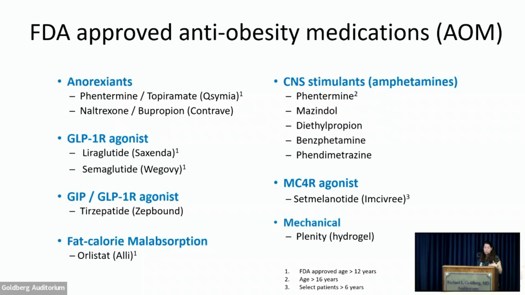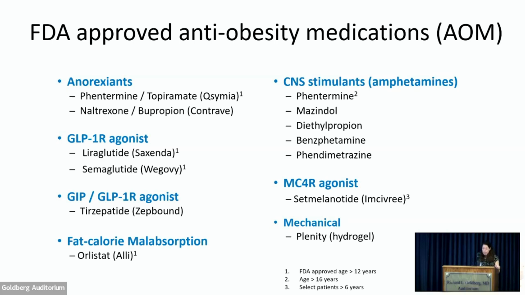We have a fat calorie malabsorption agent that's been around forever. Most patients do not like this. This causes diarrhea and bloating and fat malabsorption. So not a hugely popular option, especially because it doesn't cause that much weight loss, but it is approved for long-term use in patients as young as 12. And most of the agents actually over here are approved for patients who are 12 and older. So I don't know if any of you are med peds in the room, but those become options for our patients as well.